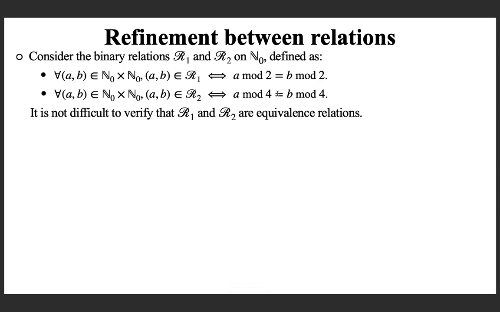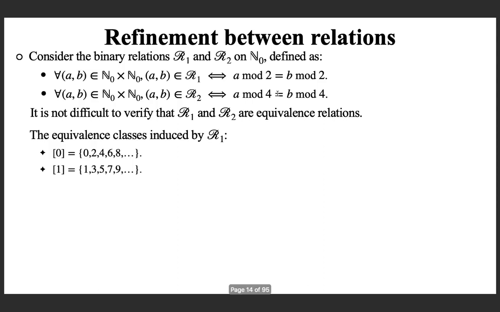It is not difficult to verify that R1 and R2 are equivalence relations. For the interest of time, we are not doing it now. You can verify it offline. Now assume that they are equivalence relations. It is easy to observe that the equivalence relation R1 induces these two equivalence classes. This is the set of all natural numbers giving 0 as the remainder when divided with 2, and the other class is those numbers giving 1 as the remainder when you divide with 2.